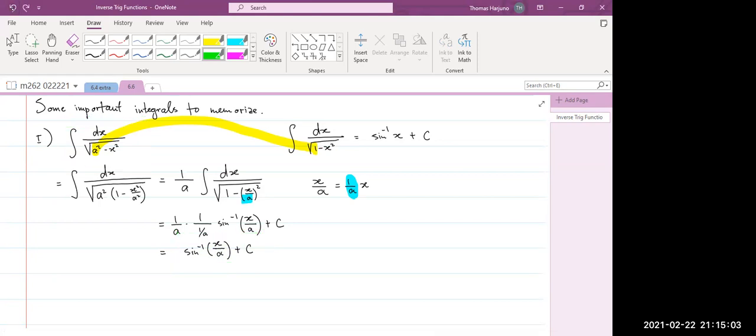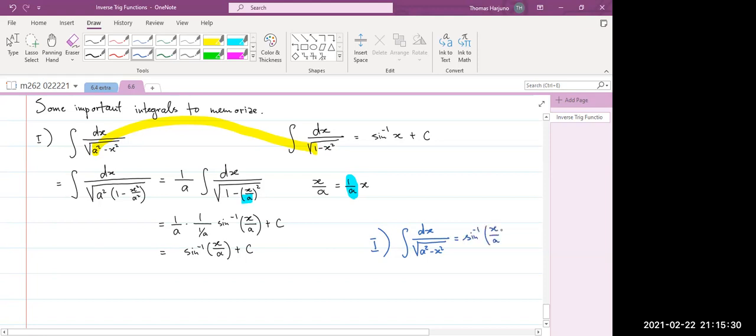Okay, so this is the first integral you need to memorize. Let me write it next door here. So the first integral that you need to memorize, because it shows up a lot. That's why I asked you to memorize that. Integral of dx over square root of a squared minus x squared equals sine inverse of x over a plus constant.